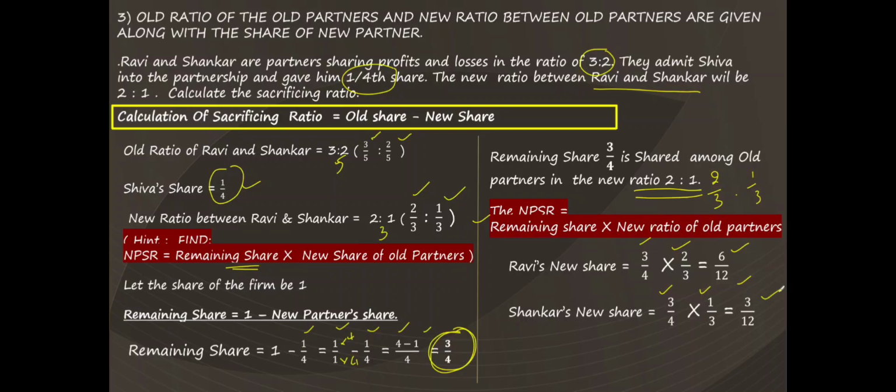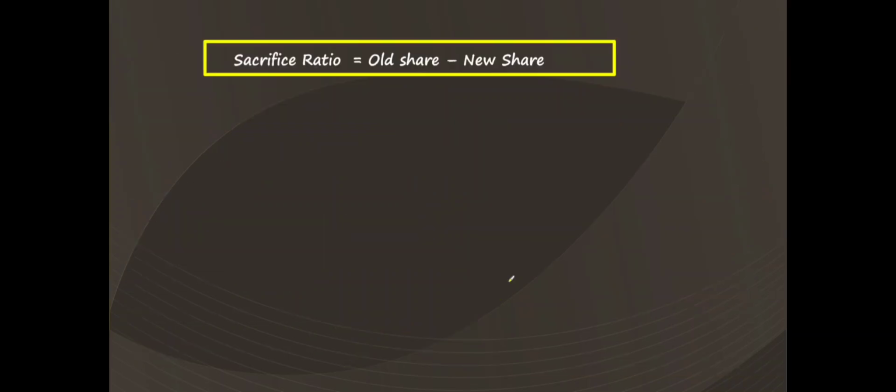So now we have to find out the sacrifice ratio. The formula to calculate the sacrifice ratio is old share minus the new share. So we know the old share and also the new share which we have calculated here. So we have to deduct it to find the sacrifice ratio. So now let's see the sacrifice ratio. Sacrifice ratio is equal to old share minus the new share.